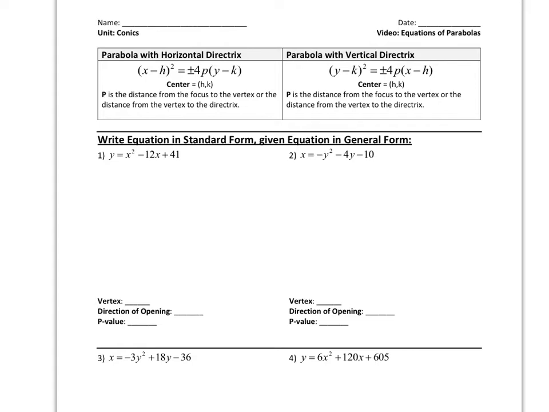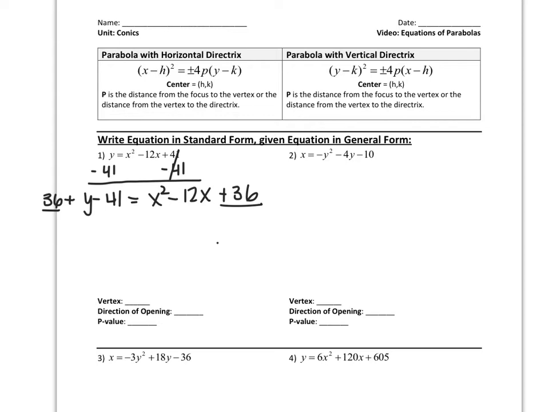So the first thing that you want to do, just like we've always done, is move over the constant. The constant is 41, so I'm going to subtract it first. So I have y - 41 = x^2 - 12x. And now I'm going to complete the square on the x squared side. Half of 12 is 6, 6 squared is 36. So I'm going to add 36 to this side, as well as add 36 to this side.